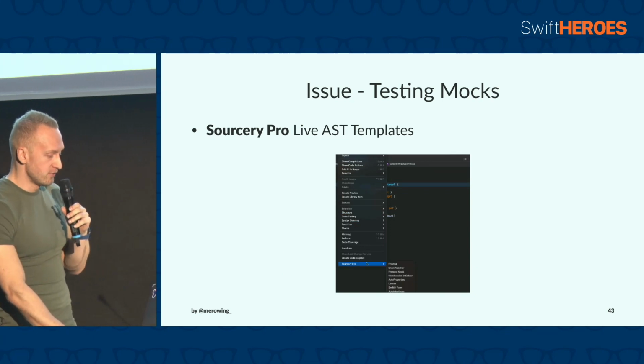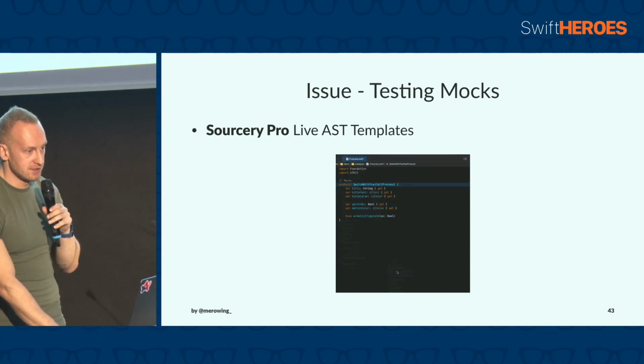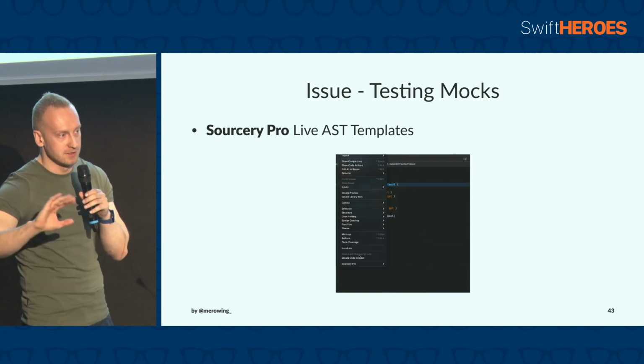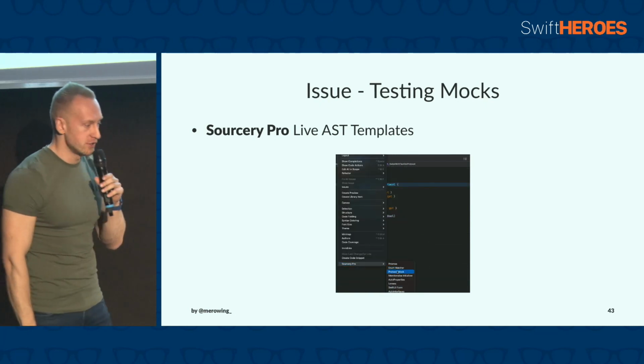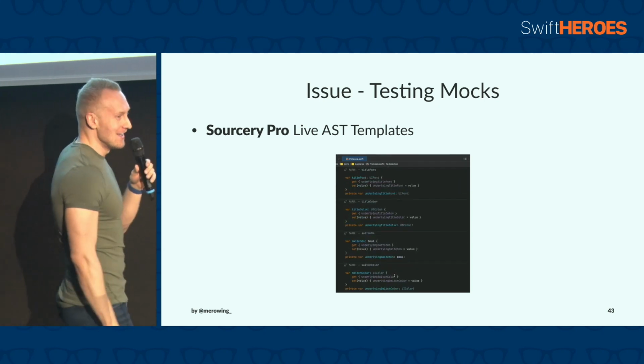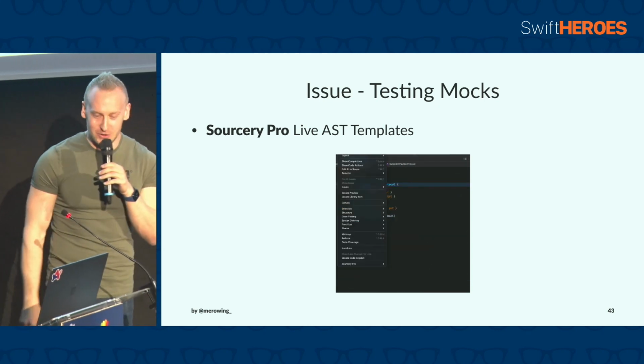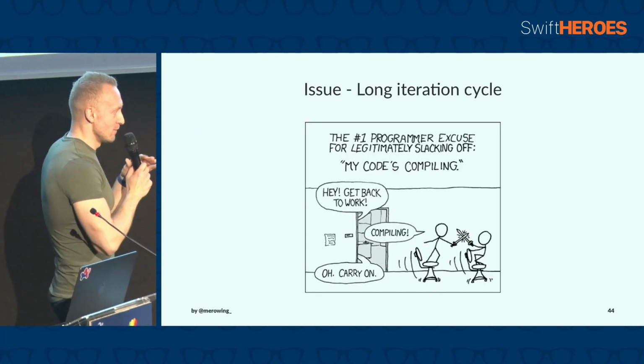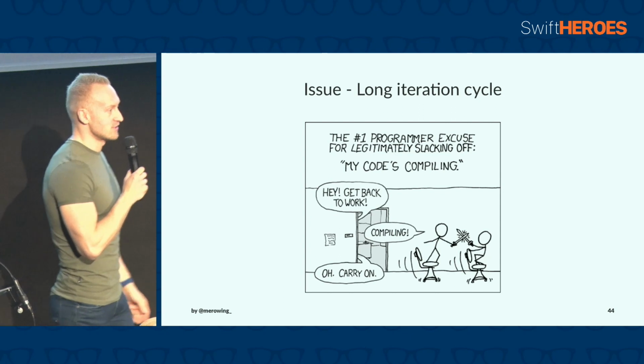And also, like I showed before, you can just use Sorcery Pro to get the mocks. If you don't want to fully automate it, you just want to generate a mock, and not tell other engineers in your company that you're using Sorcery, and basically make yourself look good, then you can just use Sorcery Pro for that. And the last issue I want to talk about is iteration cycle.